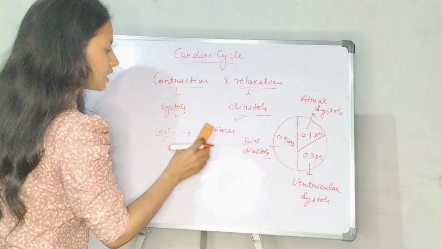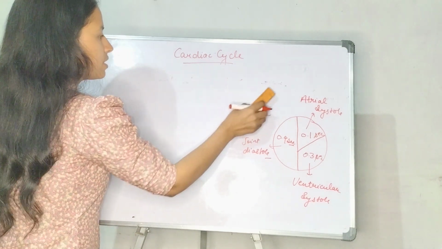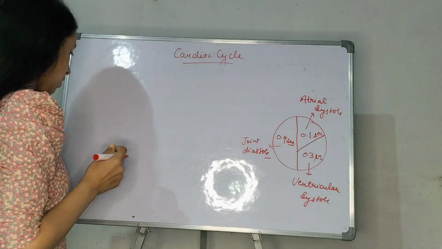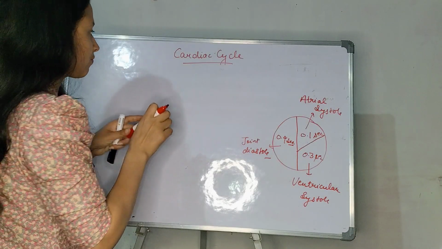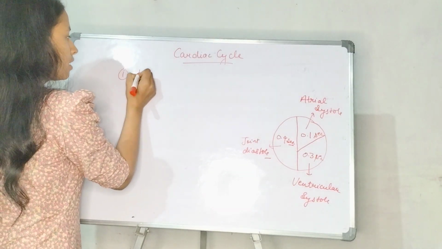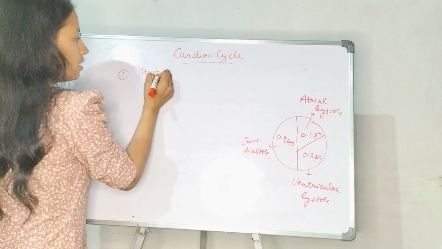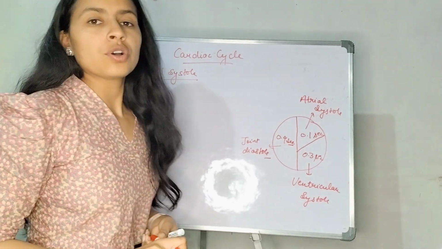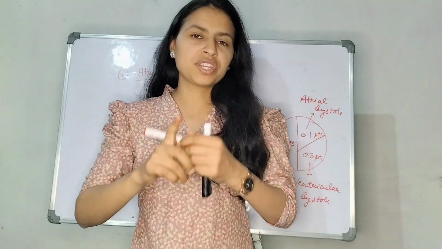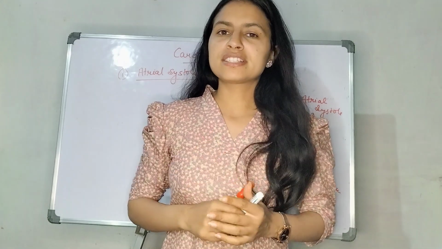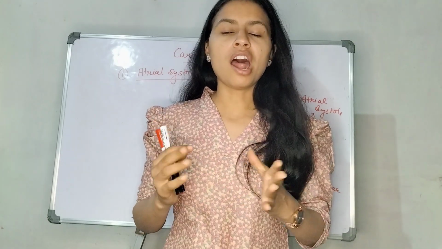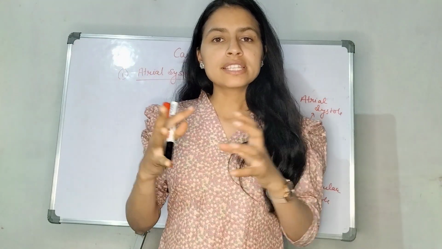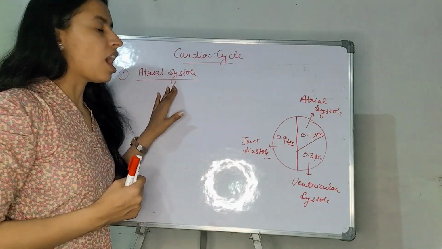First we discuss all these three stages one by one. First is atrial systole. In simple words, during atrial systole there is a contraction of our atria, both the right atrium and the left atrium. Both contract simultaneously. This stage is known as atrial systole.